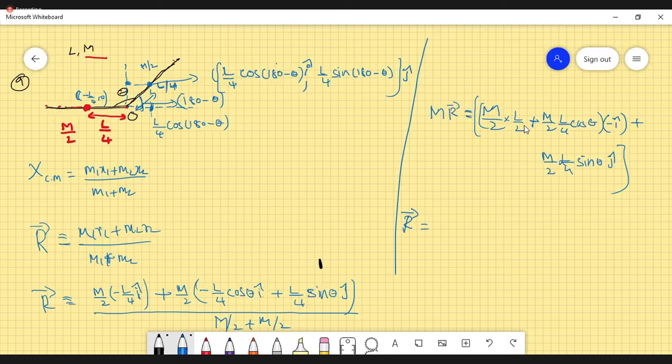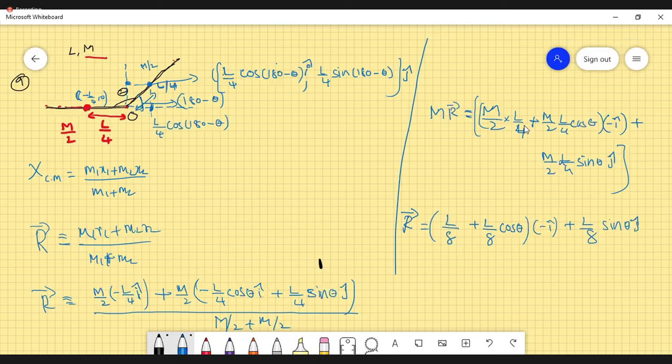You will get minus L by 8 plus L by 8 cos theta into i cap, plus L by 8 sin theta j cap. So this is the position vector.